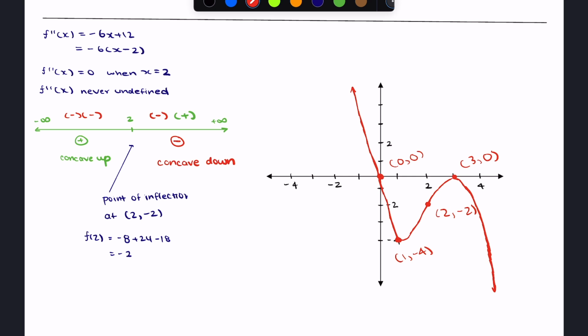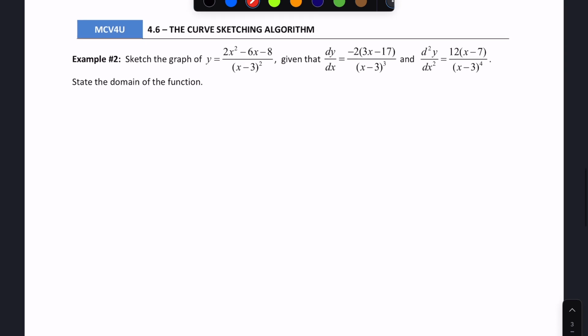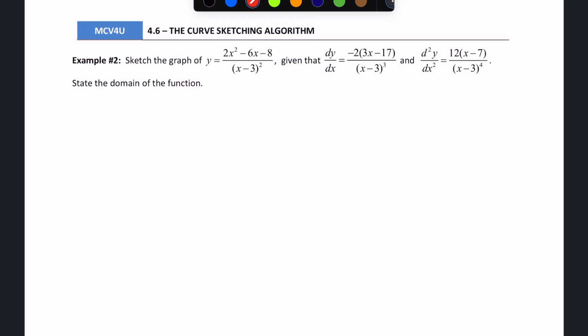Here we can see that based on our function, our first derivative and second derivative, we have a pretty good understanding of what the graph is supposed to look like. Okay, so let's look at example 2 here. It says sketch the graph of y is equal to 2x squared minus 6x minus 8 over x minus 3 squared. And we're given here the first derivative and the second derivative.